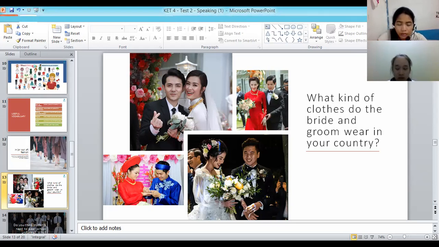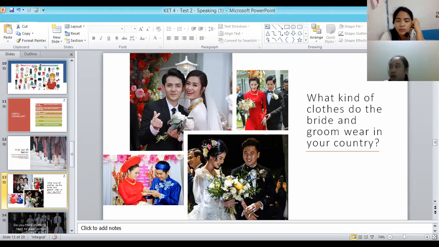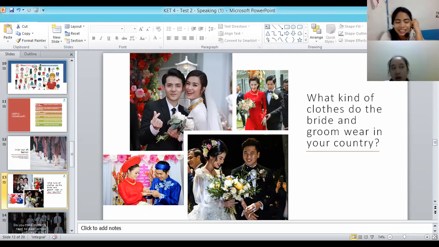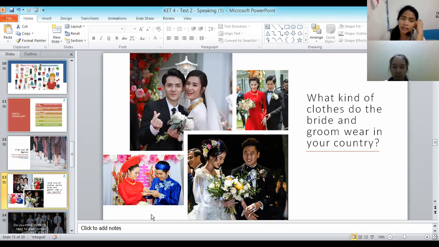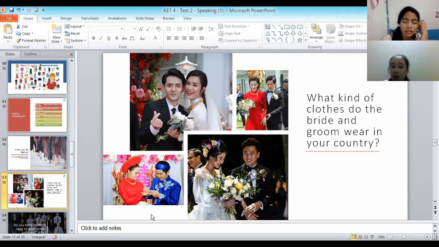Red, very long, and it might be red, white, or yellow. The color is based on... Okay, so in this picture, is that Vietnam, the country that wears that bridal dress? How about the white?